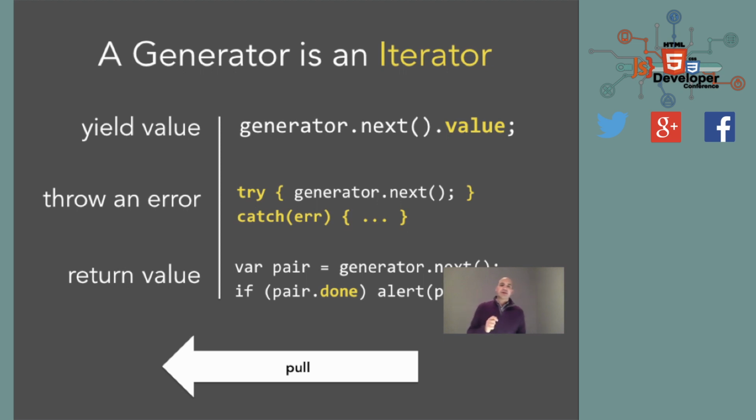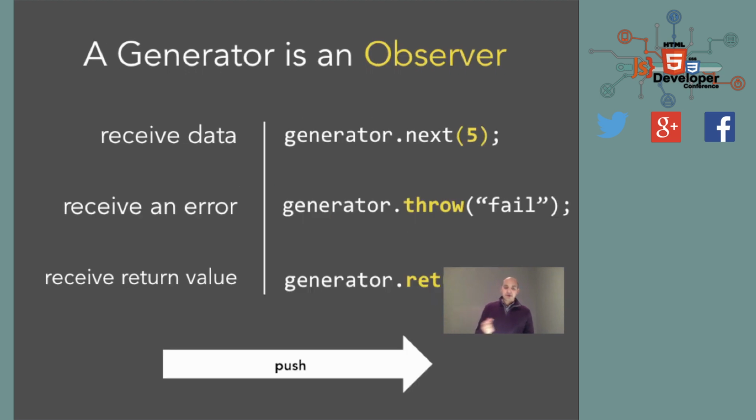But here's what's interesting. A generator is also an observer. So in addition to being able to pull values out, you can push values into a generator. And it supports the same three messages. You can push a value into an observer. You can send an error into the observer with the throw method. And you can also send a final value into the observer, indicating that you're not going to send any more values in ever again. And so notice that this is push. So once again, a generator is an iterator, which is a data source, but it's also an observer, which is a data sink, something that we push values into.